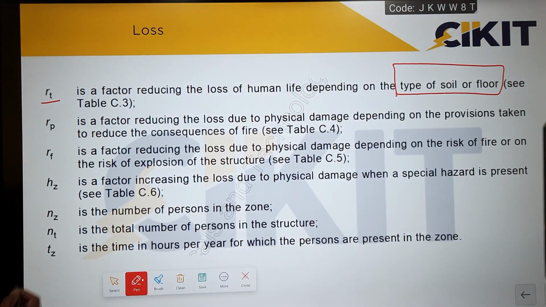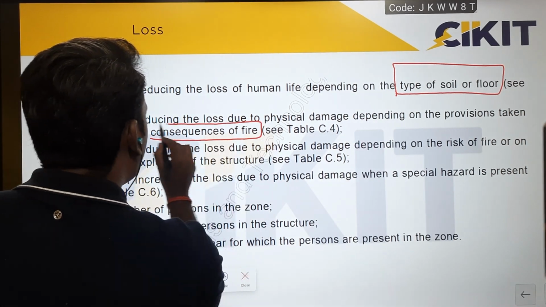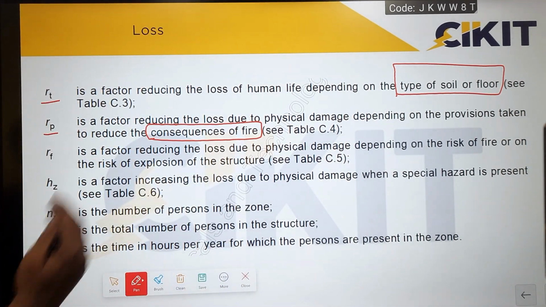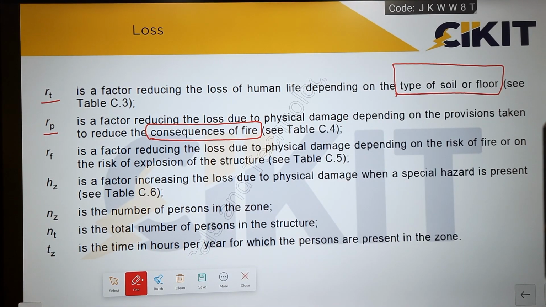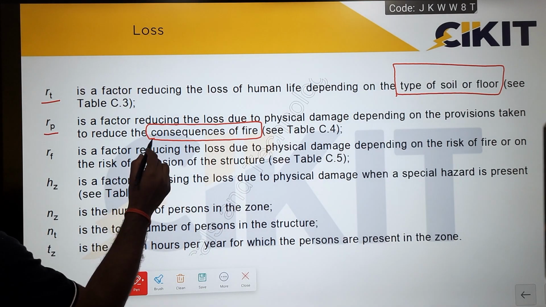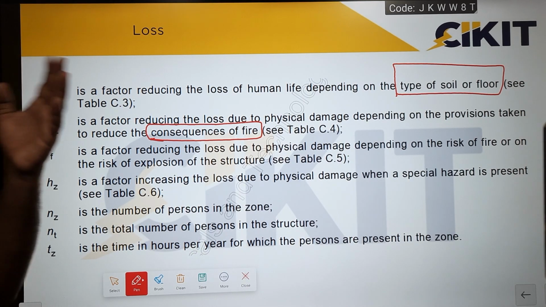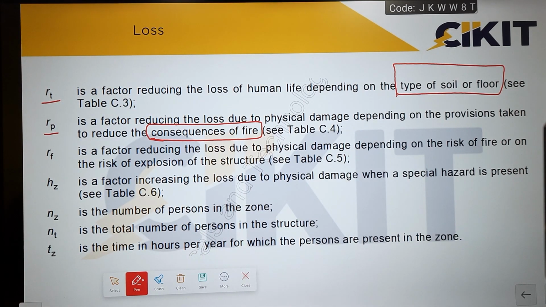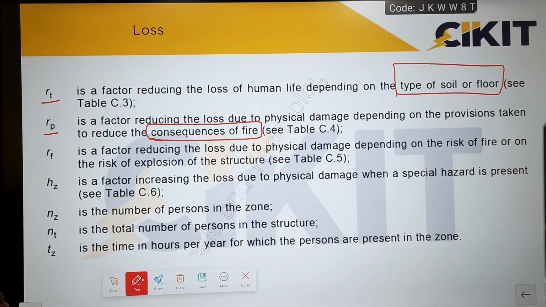And RP is the consequences of fire. Here, what is the protection measure which I take to reduce the damage due to fire? I can install either a manual firefighting system, or I can go for automatic fire extinguishers. That is the factor which I am considering here. If I have installed an automatic fire extinguisher, then the loss will be much reduced because it will operate without any human intervention, so there won't be any delays. So if I go for an automatic fire extinguisher, the risk will be lower.